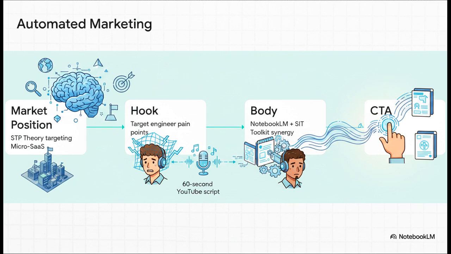Step 2 hits them with a hook, designed to grab their attention in the first 3 seconds by attacking the deep pain points of engineers who struggle to monetize their skills. Step 3, the body, positions the synergy of our automated toolkits as the ultimate solution. And finally, Step 4 hits them with a high-conversion call to action. We are systematically engineering a high-performing sales funnel right before our eyes.